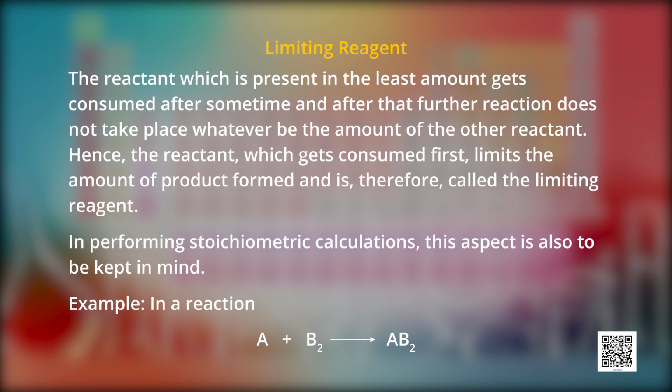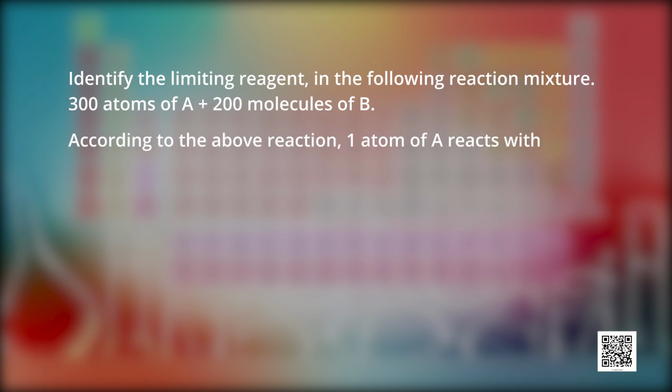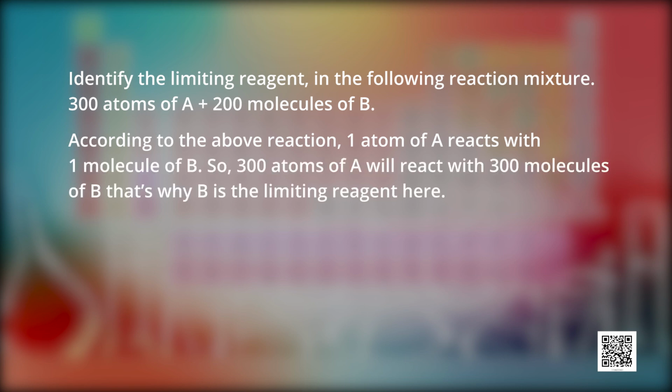In a reaction, A reacts with B to form AB2. Identify the limiting reagent in the following reaction mixture. When 300 atoms of A react with 200 molecules of B. According to this reaction, 1 atom of A reacts with 1 molecule of B. So, 300 atoms of A will react with 300 molecules of B. That's why B is the limiting reagent here.